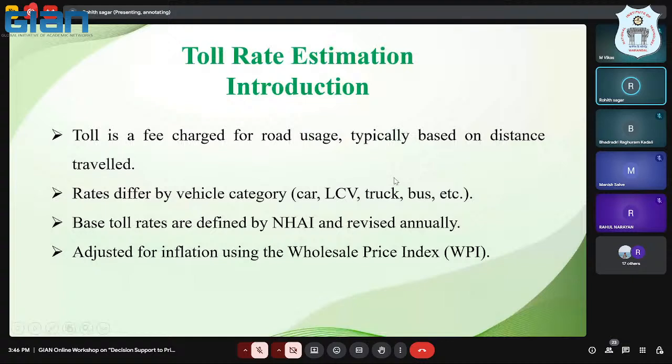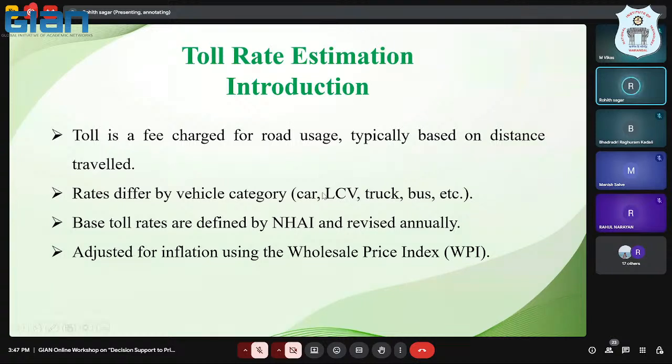Next, after estimating traffic growth rate, we need to find the toll rate estimate. So we move on to toll rate estimation. What is toll? Toll is a fee charged for road usage, typically based on distance travelled. This distance-based toll rate is new to India. These will be taken on expressways and ring roads, not on every highway. They will be charging distance-based toll rates, or flat toll rates.